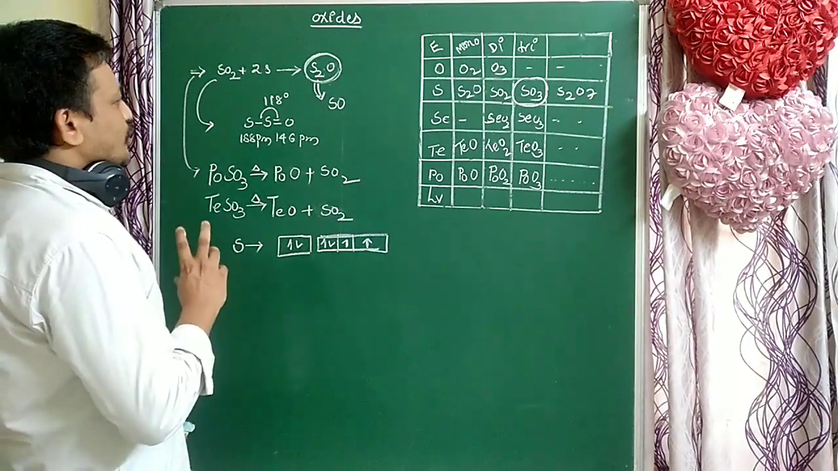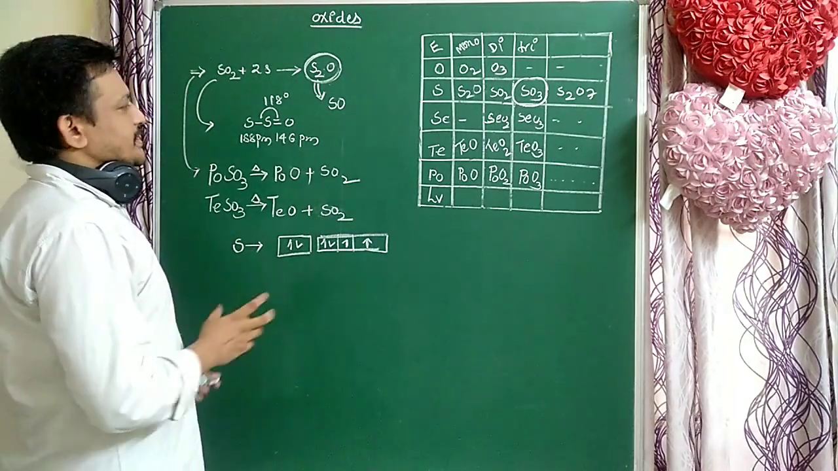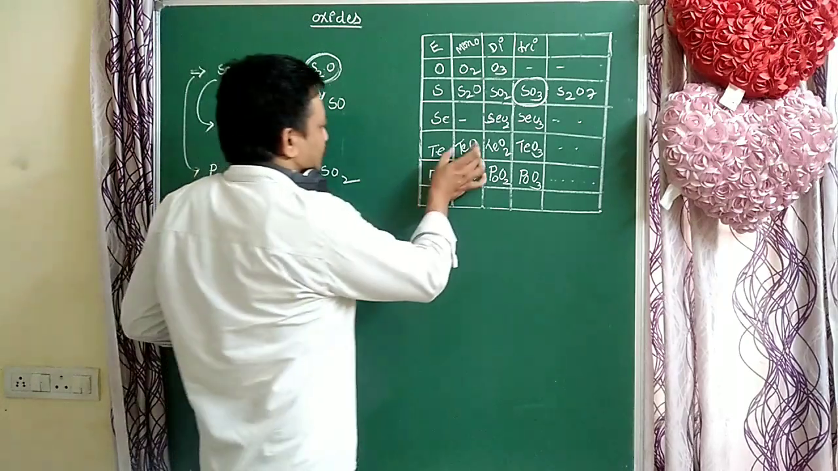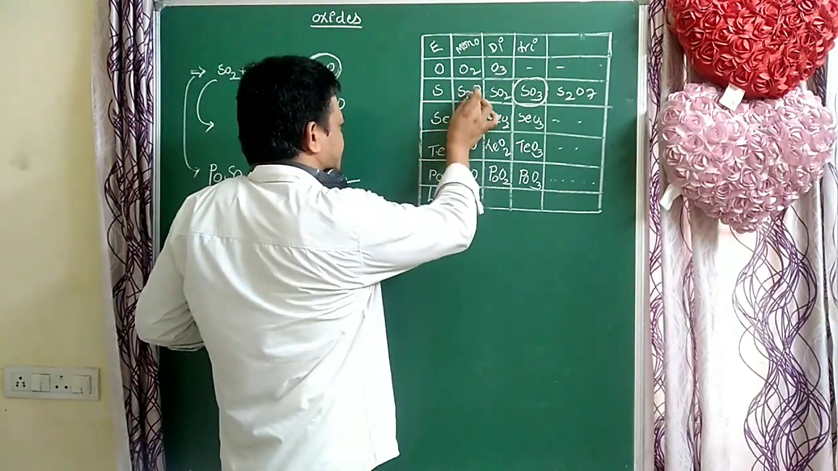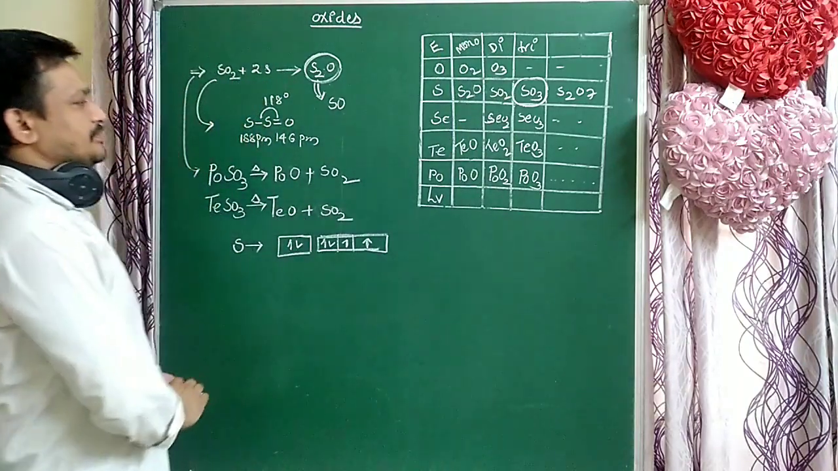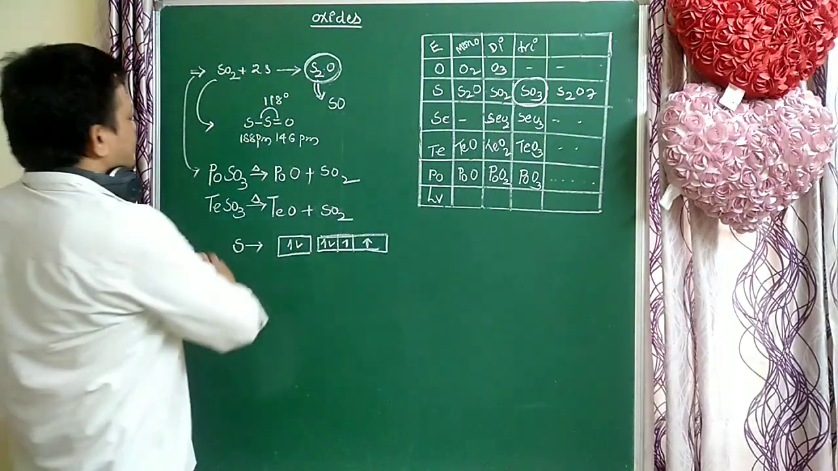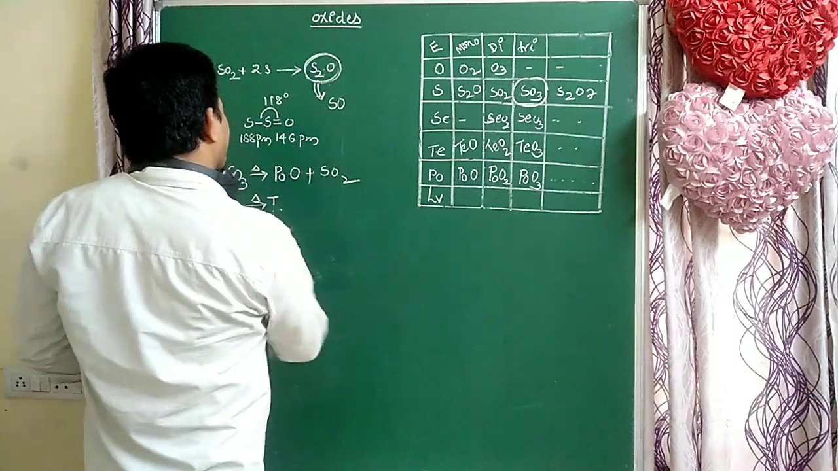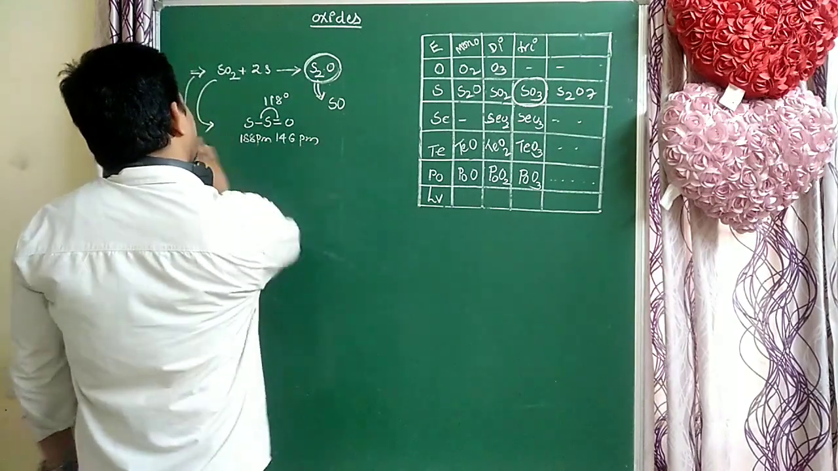So these are monoxides. These two are basic in nature. This one is slightly acidic, almost neutral in nature. Next, go to dioxides. Dioxides are very important.